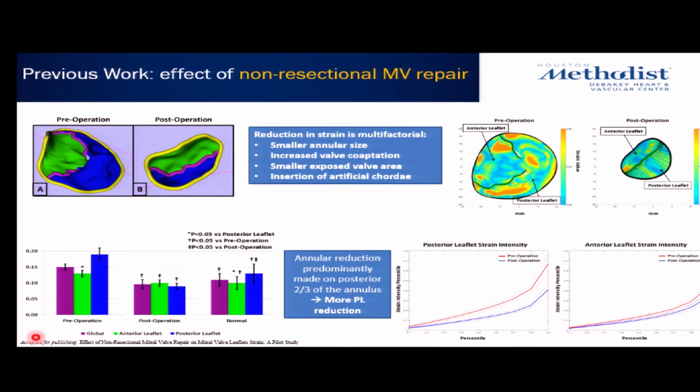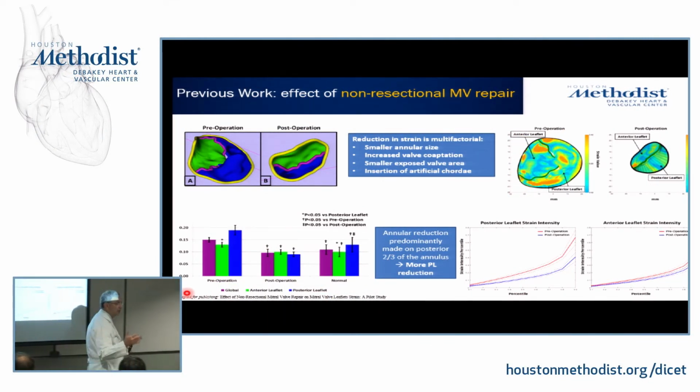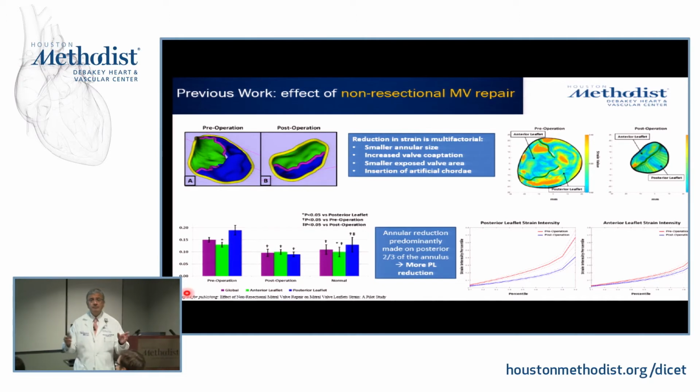And I didn't think that it would actually be lower strain than a normal valve. So this is the normal situation: anterior, posterior, and global. Post-op came down significantly, and at times it's almost similar to normal, at times even lower than normal.